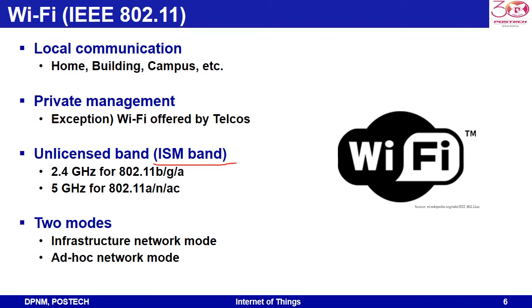Like I said, Wi-Fi networks use unlicensed bands. The 2.4 gigahertz band and 5 gigahertz band are popular ISM bands that are used by Wi-Fi. There are two modes of operation for Wi-Fi: an infrastructure network mode and ad hoc network mode. I will explain more about these in the next page.